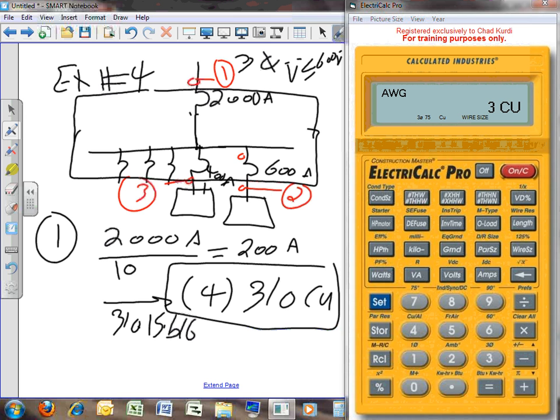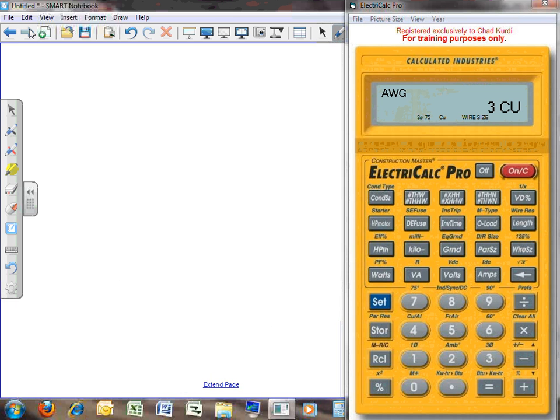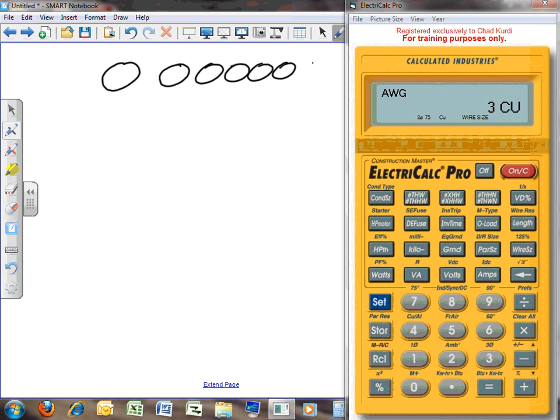So here's my paralleling switchgear. Then if you go here, you're going to get the following. I have 10 sets of 4 conductors, 3 aught each. So you're going to have 10 sets, 4 conductors, 3 aught each. What does that mean? A lot of wire. This means when you parallel the switchgear and pull your wires, here's your conduit: 1, 2, 3, 4, 5, 6, 7, 8, 9, 10.